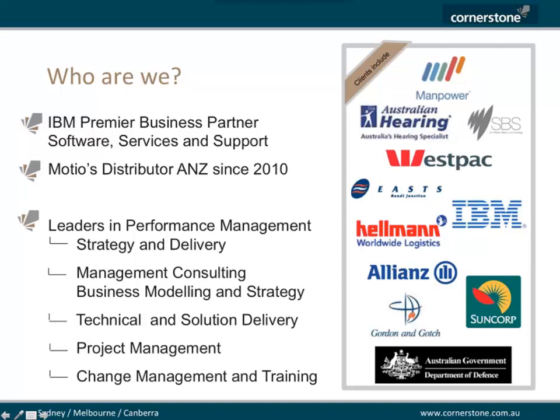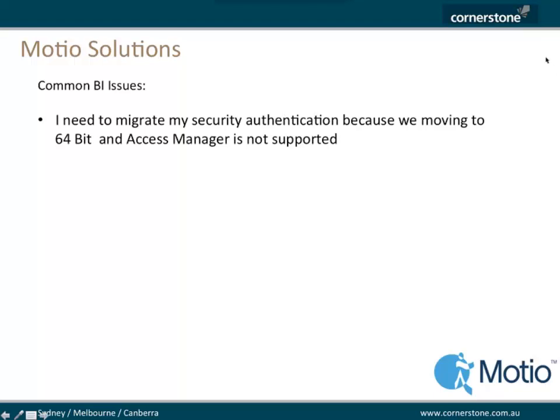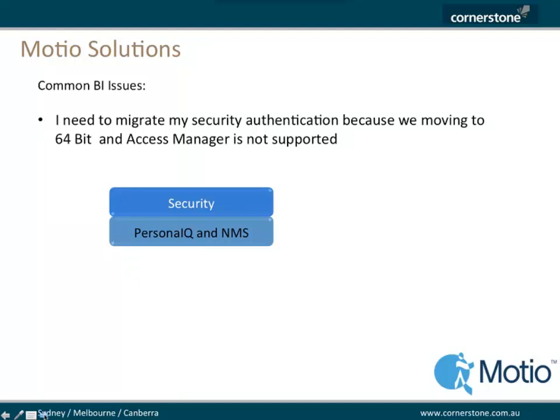So Motio has a number of solutions, and they're typically across common BI issues and questions. So, for example, one of the issues you might be experiencing at the moment with your environment is you need to migrate your BI environment to 64-bit, and Access Manager is only supported on 32-bit. Well, Motio has a comprehensive security solution that allows you to migrate your namespaces from one environment to the other very easily. They also have a great product called Persona IQ, which is really a layer in between your LDAP security and allows you to manage your security more easily, in effect replacing Access Manager.